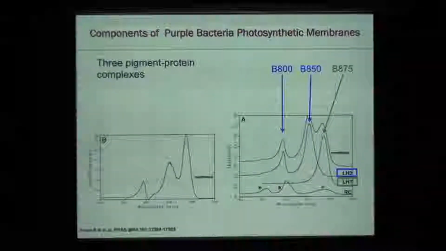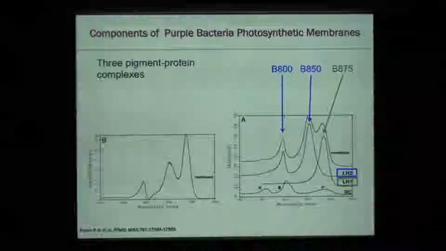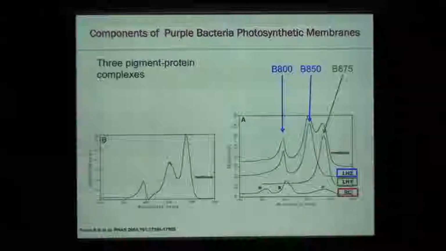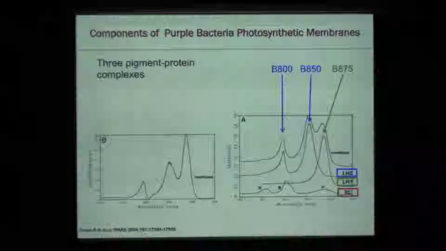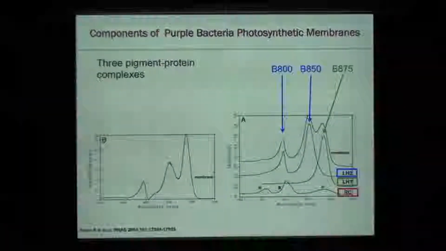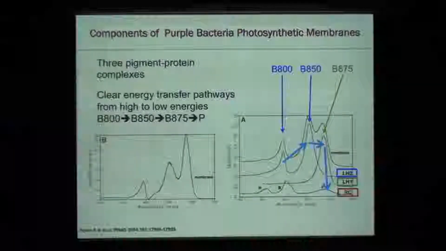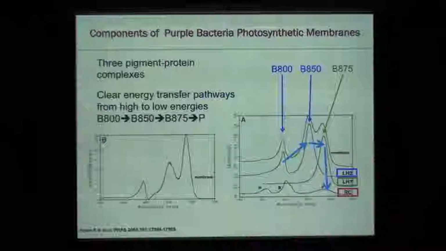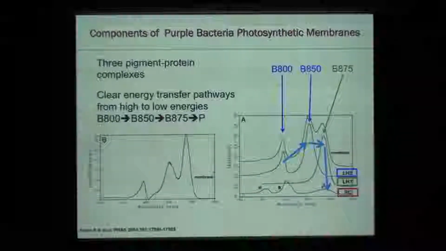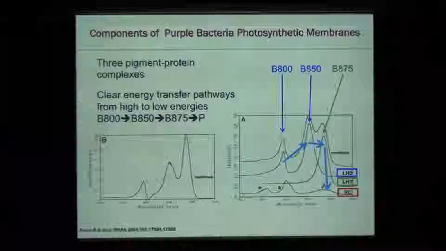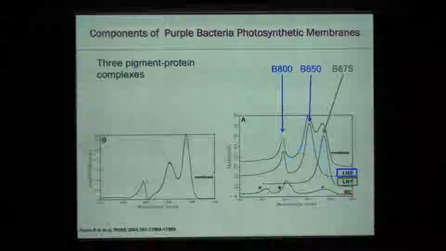LH1 over here, B875, and the reaction center is much smaller. You couldn't see it. It's been covered by those two bands. Okay, but people can decompose it quite nicely into this. And energy transfer has a very well developed funnel. It's very easy to understand, going from high energy to low energy. So light energy absorbed at B800 funnels to B850, and from B850 goes to B875, the large ring.